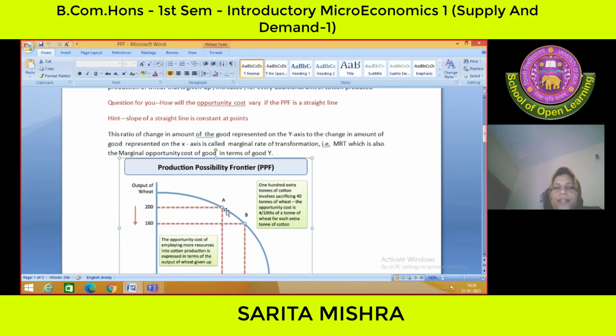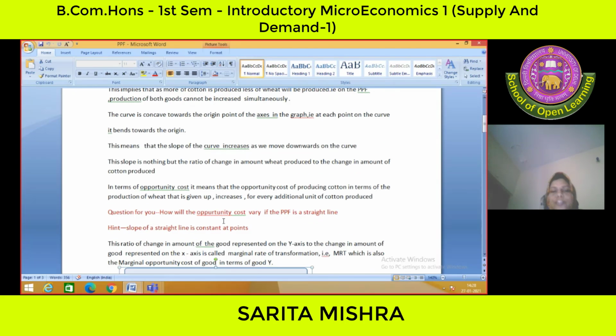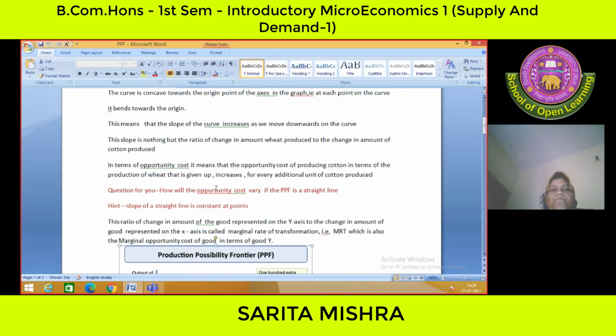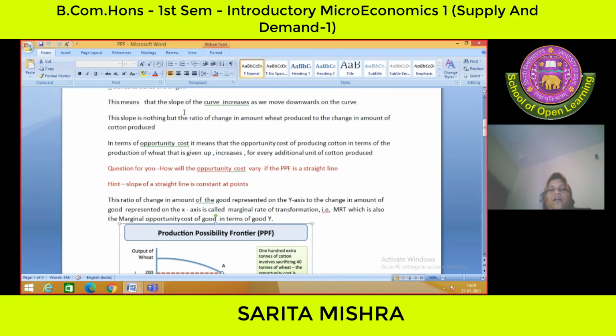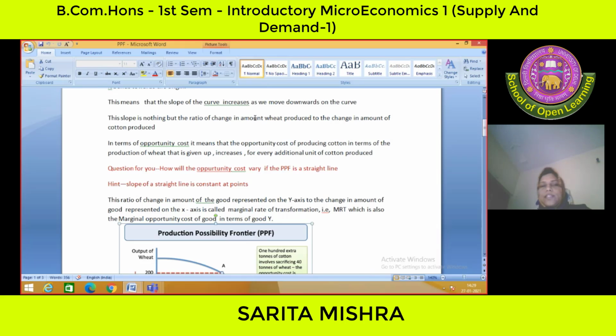Okay, so at each point, by taking another point very close to that point, we can calculate the slope of the production possibility frontier, and that slope is nothing but the ratio of change in the amount of the commodity represented on the y-axis to the change in amount of the commodity represented on the x-axis. Here, the amount represented on the y-axis is wheat, and the amount represented on the x-axis is cotton.